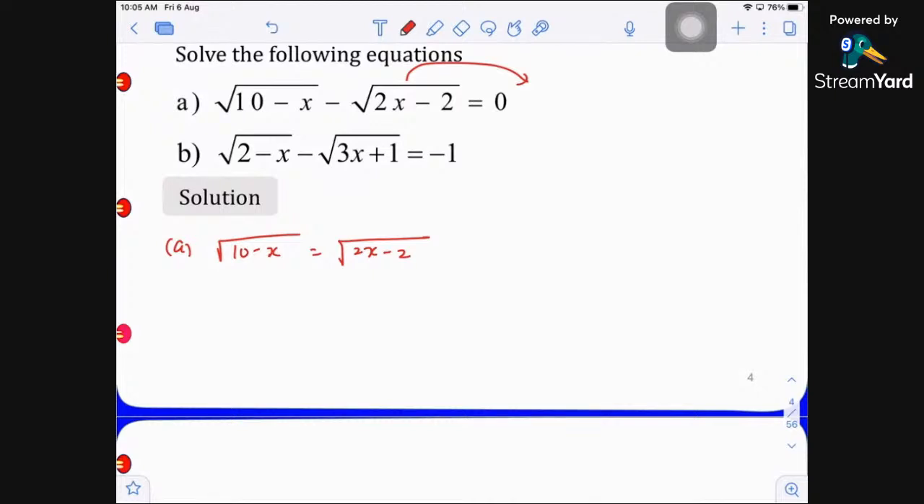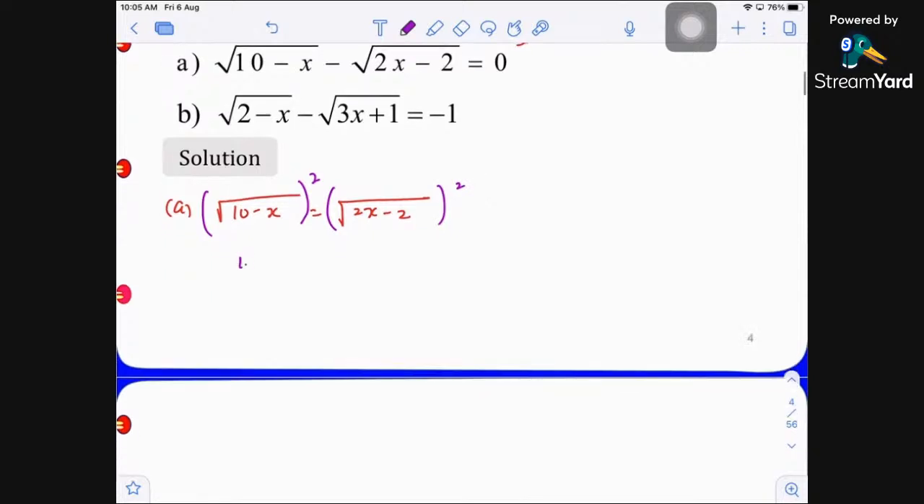So from here you can see that to get rid of the surd I have to square both sides. When I square both sides here, I get 10 minus x equals 2x minus 2. So if I shift back again, I get negative x minus 2x equals negative 2 minus 10. Negative 3x equals negative 12, x equals 4.